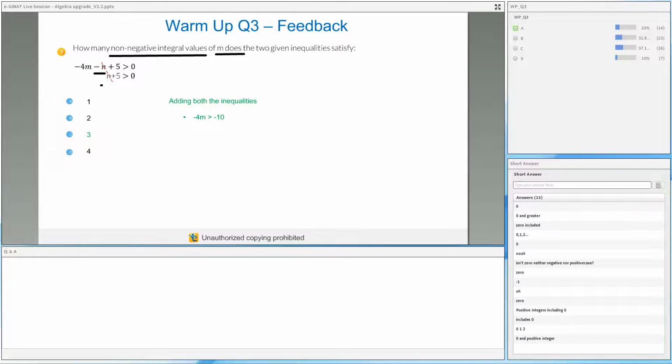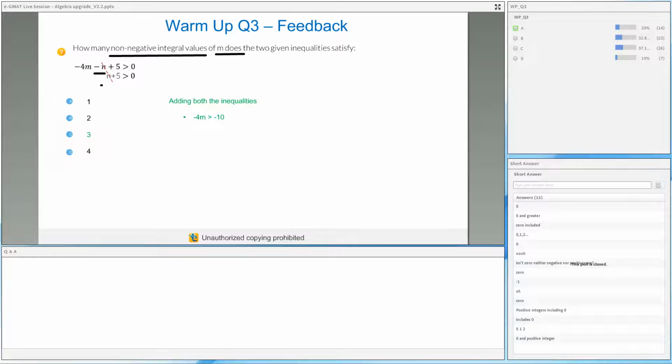Now, somebody's asking, isn't 0 neither negative nor positive? Yeah, we cannot actually define 0 to be positive or negative. That is why when we talk solely about positive integers, we can start from 1. However, when we say non-negative, we are talking about numbers which are not negative. Okay, and so 0 is one case which will be included in numbers which are not negative. 1, 2, 3, 4 are positive. I hope this is clear.